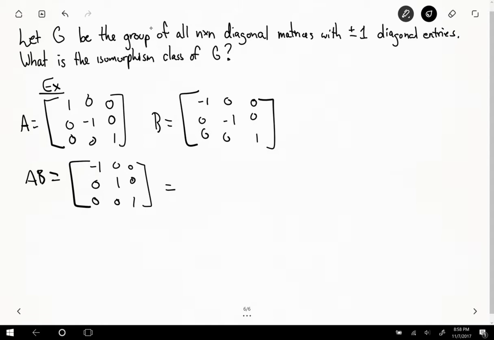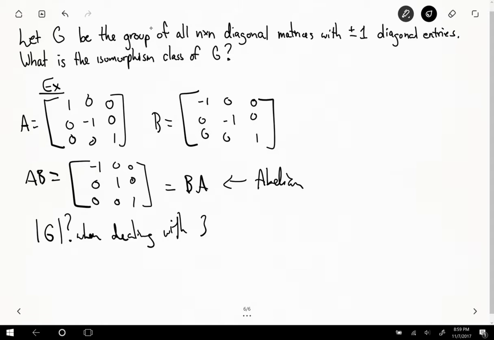And notice that is the same as BA. So this is telling us it's abelian. Right? And how many different combinations can we have? So what is the order of G, so I'll put order G, when dealing with 3 by 3 matrices?